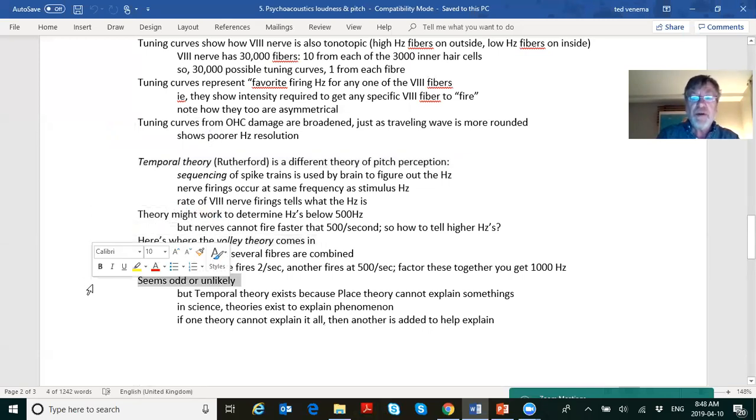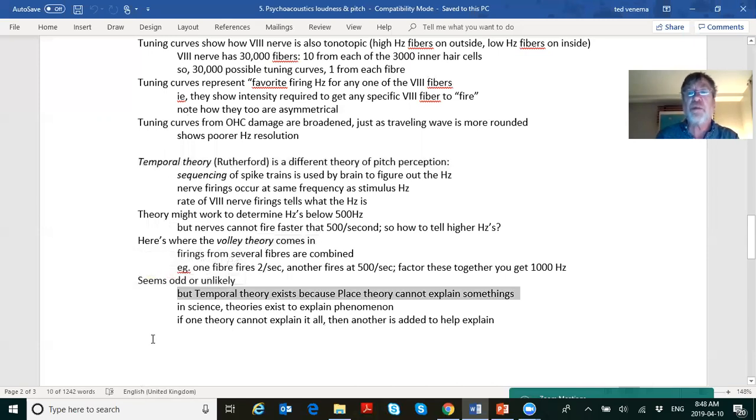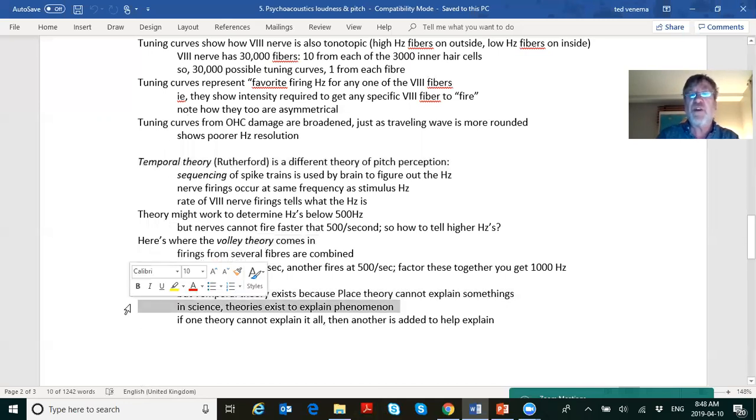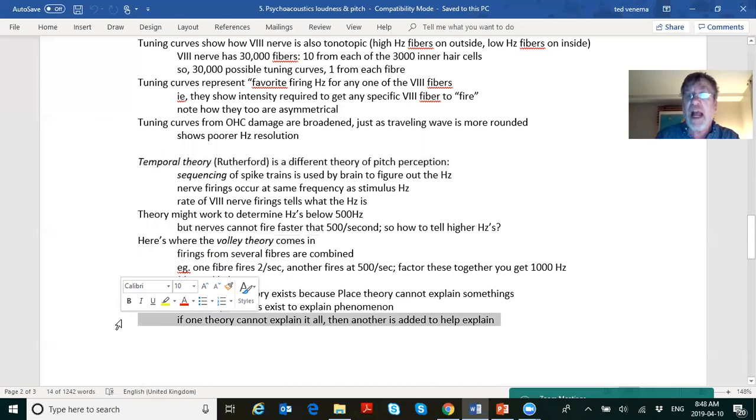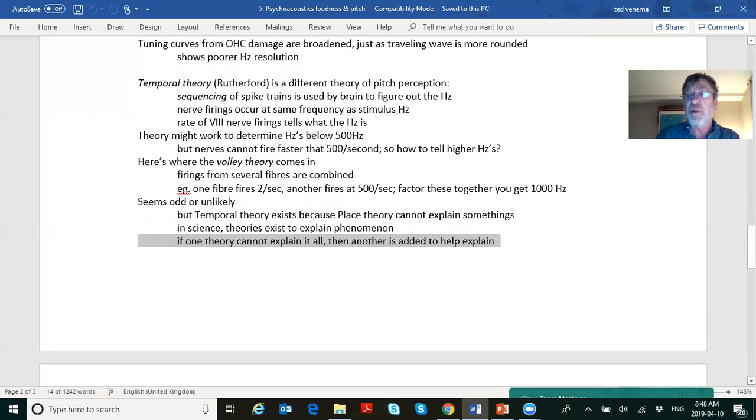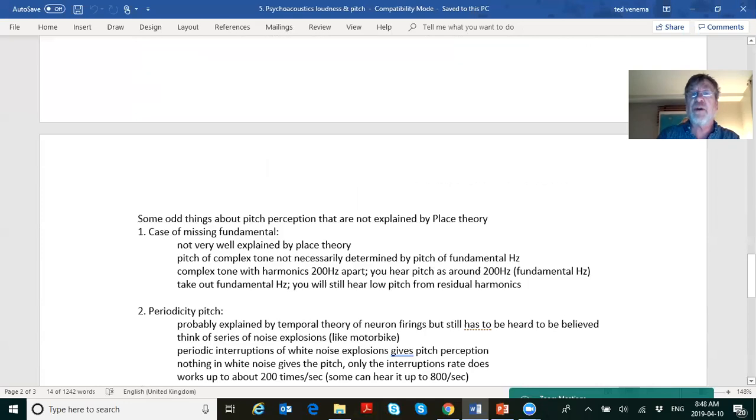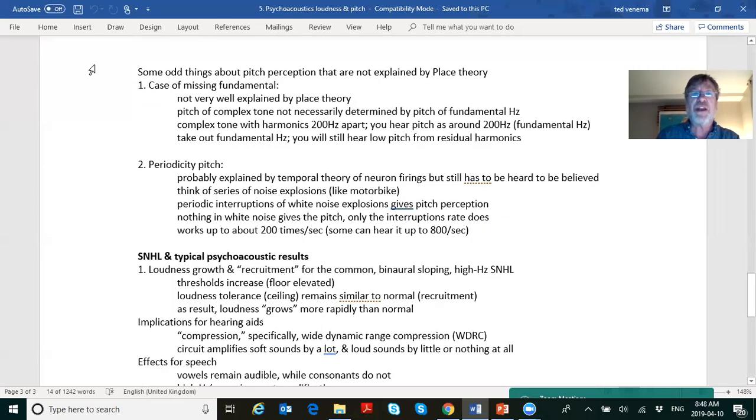But the temporal theory exists because the place theory cannot explain some things. In science, theories exist to explain things. If one theory can't explain it all, then another one is added in to help explain. And this is where the temporal theory comes in, because there are two things that the place theory cannot describe very well. One of them is the case of the missing fundamental, and the other one is called periodicity pitch.